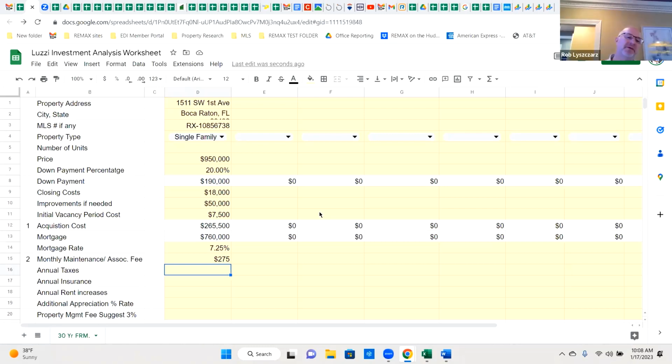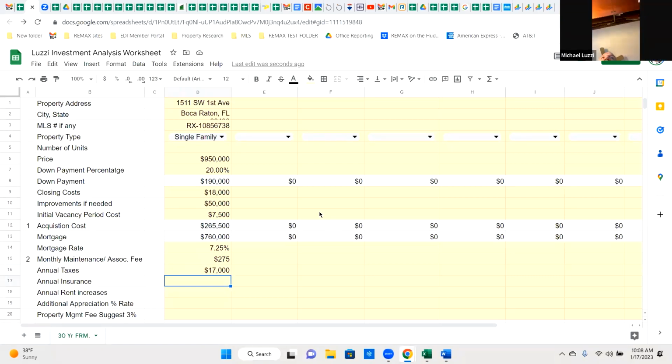So if somebody bought it, what would that go up to? If somebody bought it at 950, the taxes would probably be about 17,000. Okay, annual insurance, about 5,000, 4,000? Oh, I would think 6,000, more. I would say 6,000.